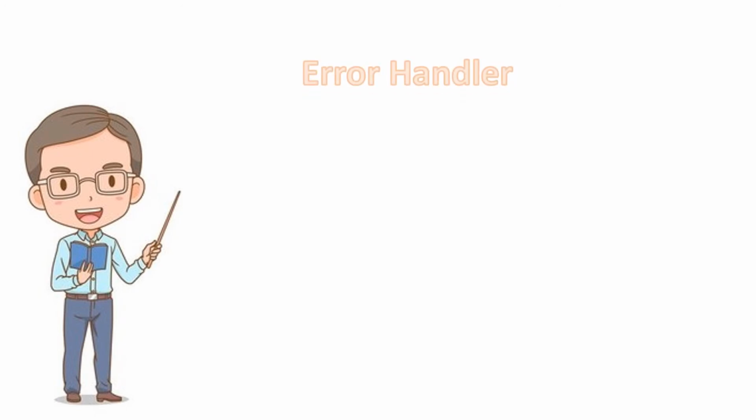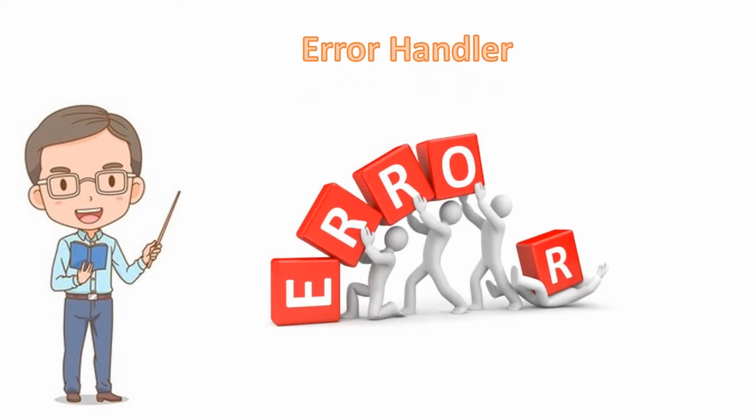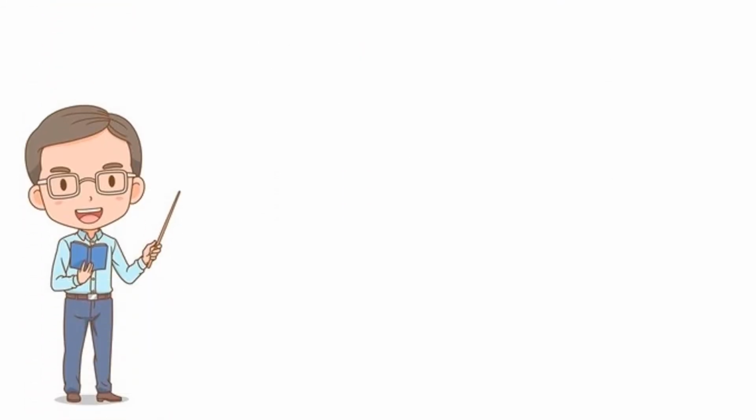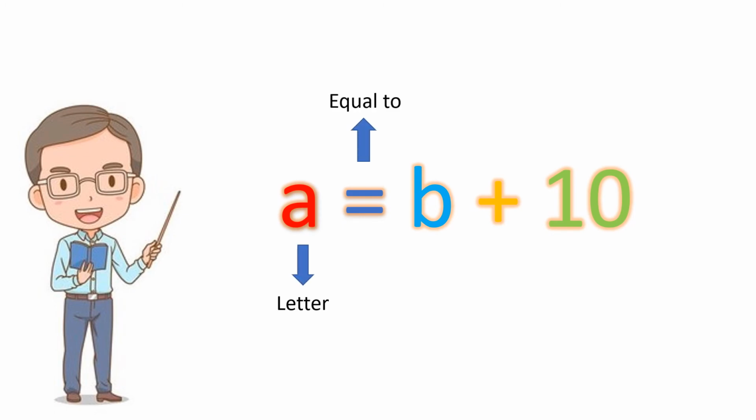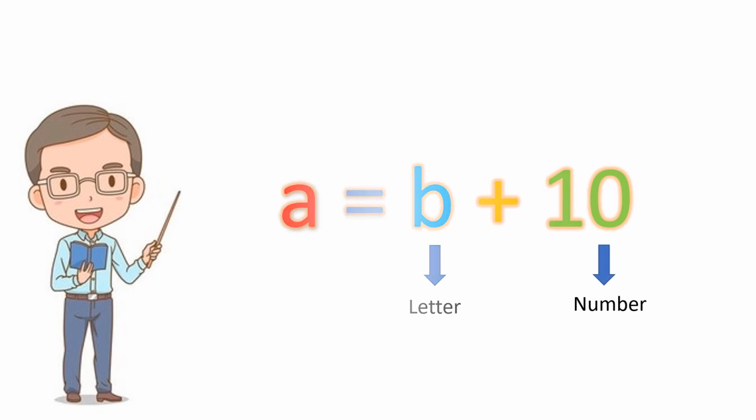Next. Error handler. It is used to detect and report errors in the source program during different phases. In a general way, let us take the lexical analysis phase. A equals letter. Equals is the equal to symbol. B is a number. Plus is the addition symbol. 10 is a letter. So, here by this example, B is mentioned as a number and 10 is mentioned as a letter. So using the error handler it detects that error and reports it to the user. So it corrects it as B is a letter and 10 is a number.